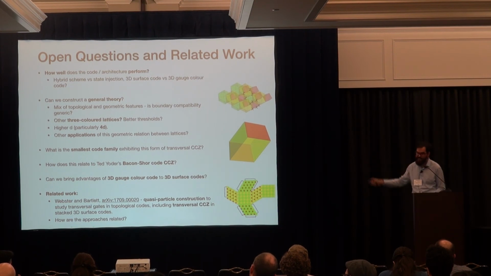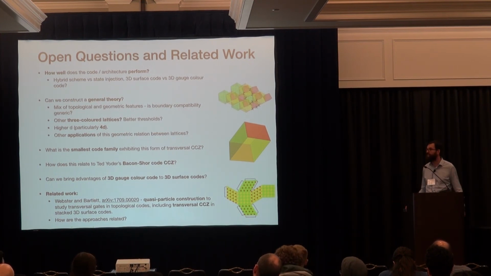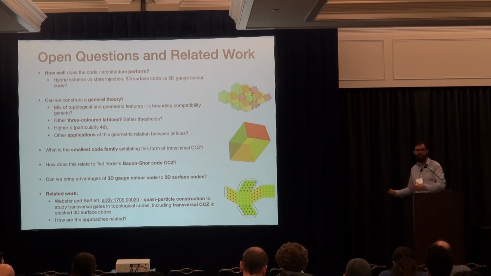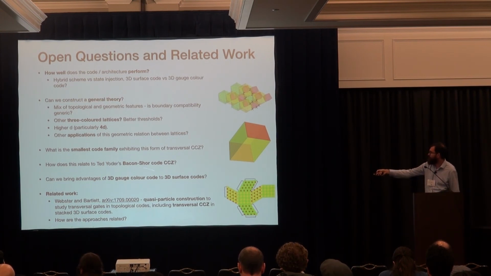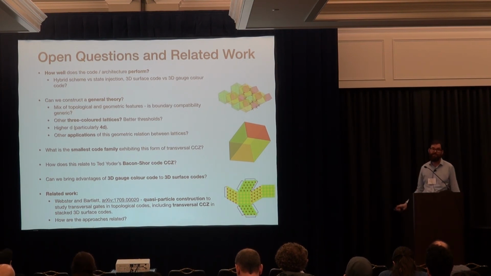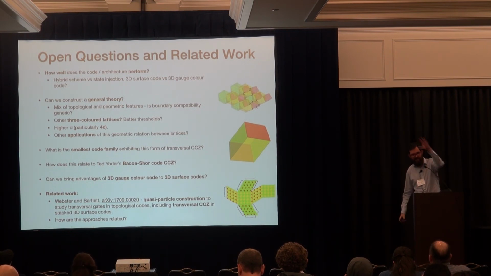Of course, having now seen Ted Yoder's talk yesterday, I'm naturally intrigued whether his results have any relation with our results. Can we map the Bacon-Shor code CCZ construction into our construction and vice versa? Are they directly related? And what would be very nice would be if we could bring some of the advantages of the 3D gauge color code to 3D surface codes, or find other ways of trying to bridge the gap between gauge color codes and surface codes, in the same way as we've now got a very good understanding of the mapping from stabilizer color codes to surface codes.